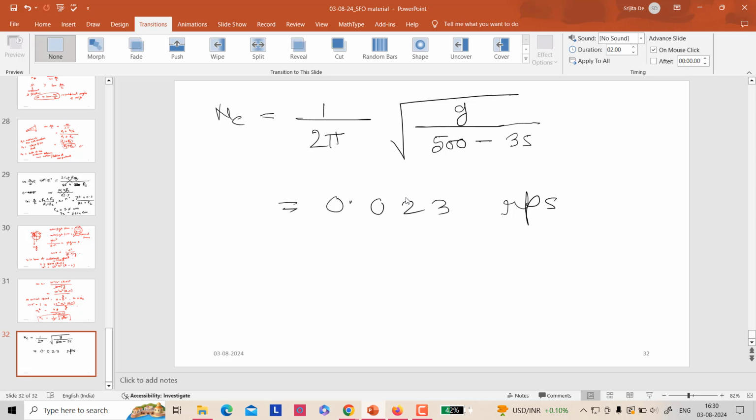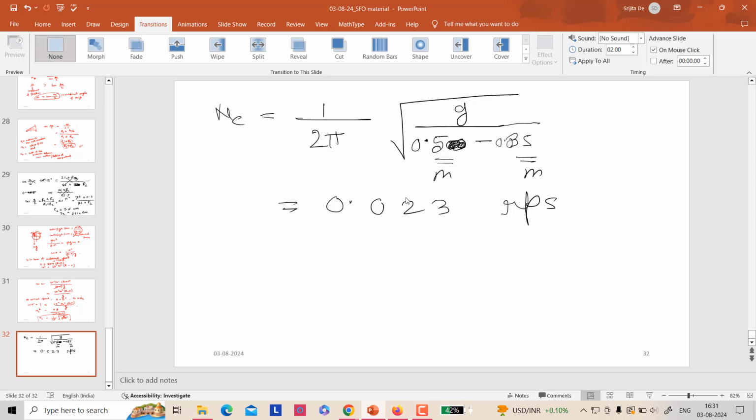Just a minute. Okay, so the calculation you have to do in meter, not millimeter. I have written it in millimeter, so that is why the answer is not coming. So in meter, what will happen? 500 millimeter means 0.5 meter and 35 millimeter means 0.035 meter. Okay, now you do the calculation.